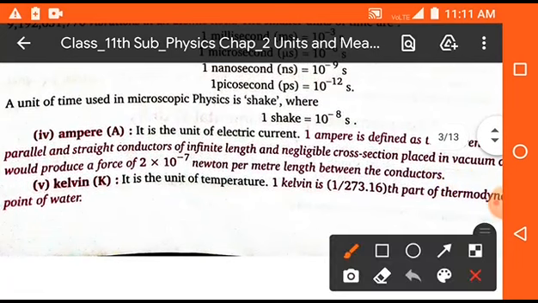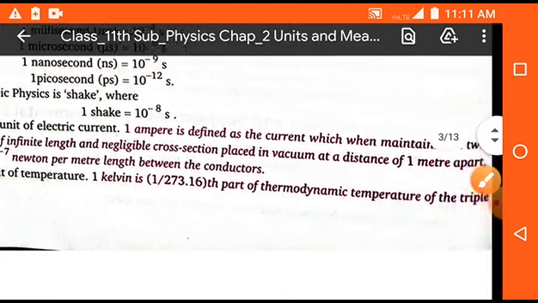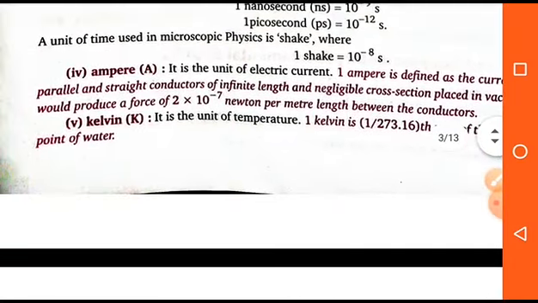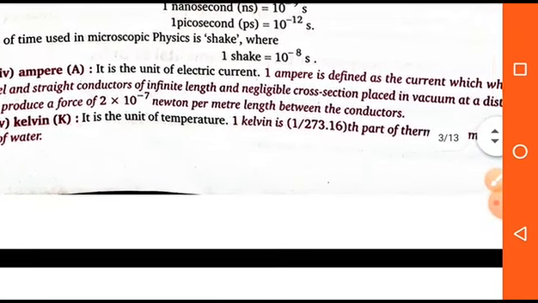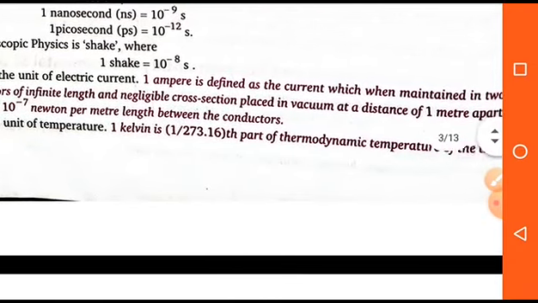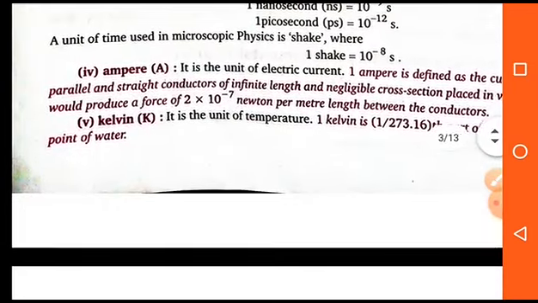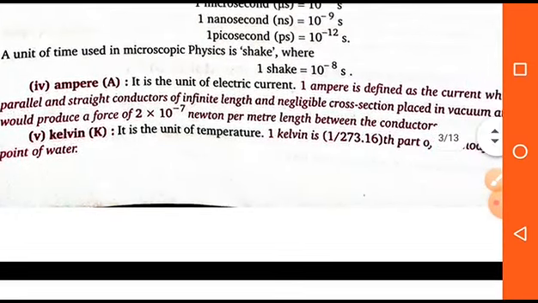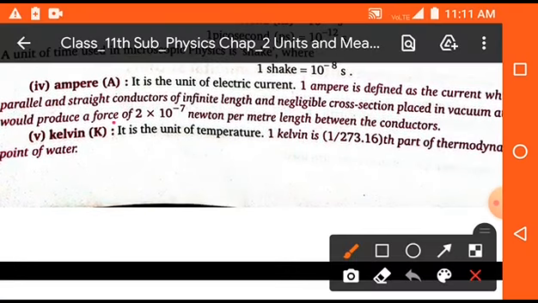Now, student, we discuss ampere. Ampere is a unit of current, and 1 ampere is defined as the current which, when maintained in two parallel and straight conductors of infinite length and negligible cross-sectional area placed in a vacuum at a distance of 1 meter apart, would produce a force equal to 2 into 10 to the power minus 7 Newton per meter length between the conductors.